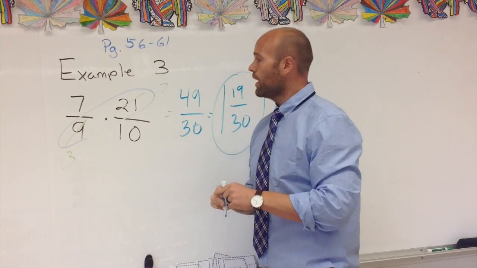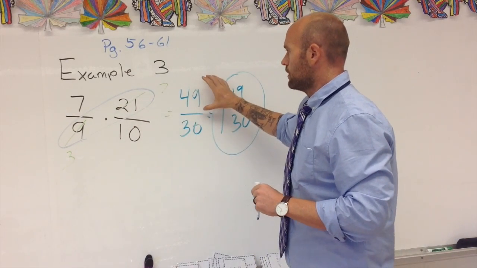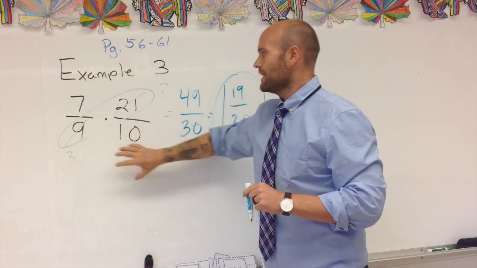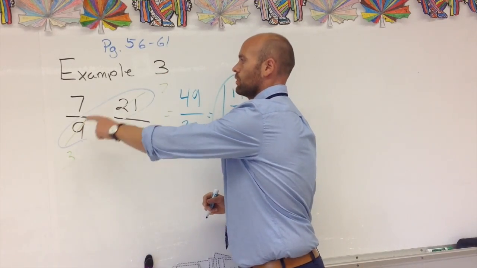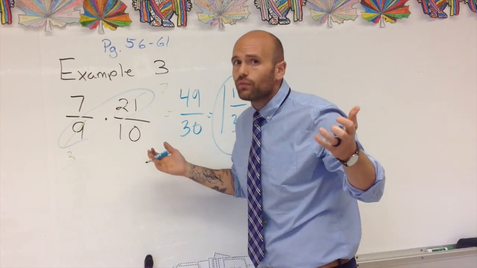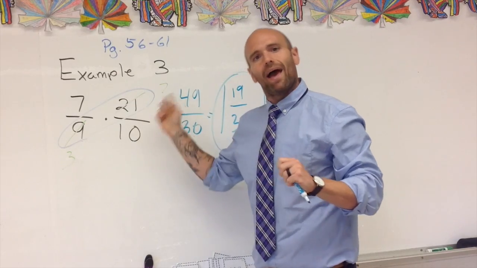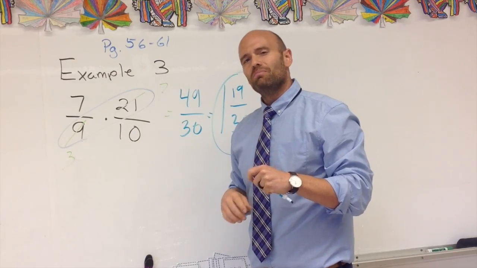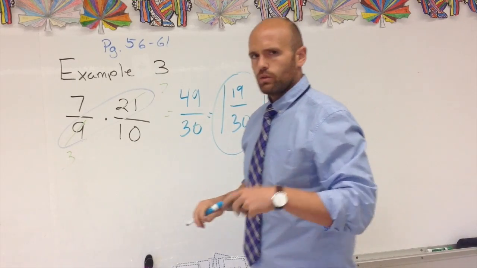Boys and girls, if you wanted, you could do 7 times 21. And then you could also do 9 times 10. But I don't want to work with large numbers like 90 or 7 times 21, which off the top of my head, not even sure what that product is. So this is just a way to make it a little bit shorter. Alright? Let's work with some smaller numbers.